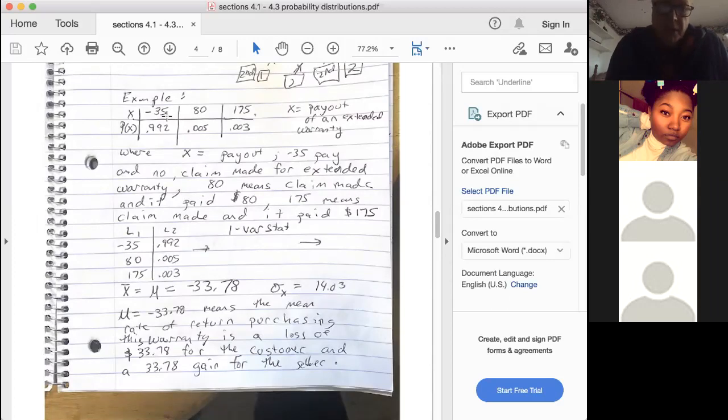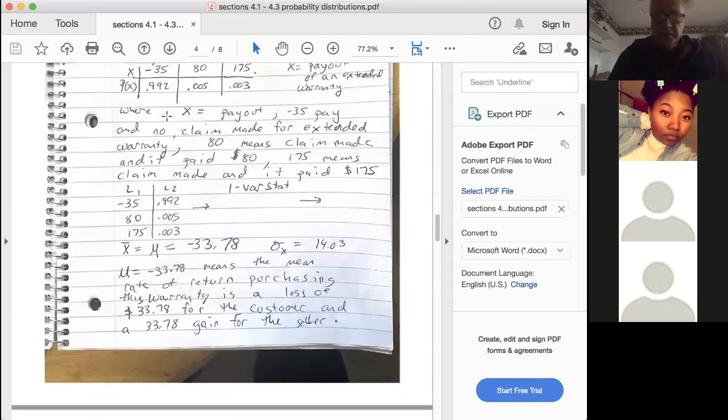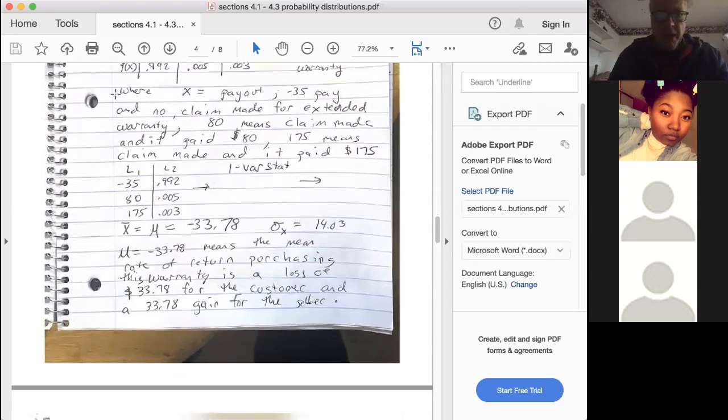We can see the probability of just paying the $35 and never using the extended warranty is the most likely at 0.992. Getting the $80 in return after we pay the $35 is 0.005. And complete replacement is 0.003. A lot of people buy an extended warranty or an insurance plan with their cell phone. This is kind of how it works. I'm going to put the X values into L1, and the Y values into L2.